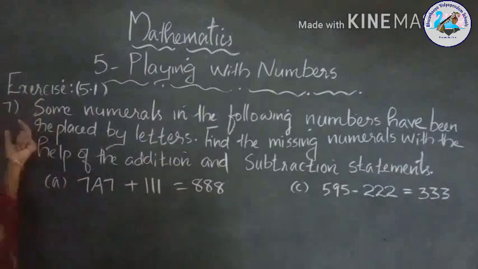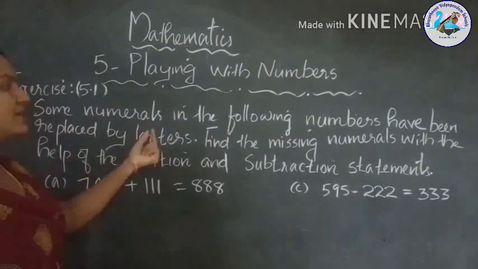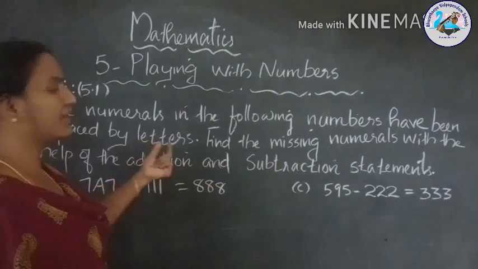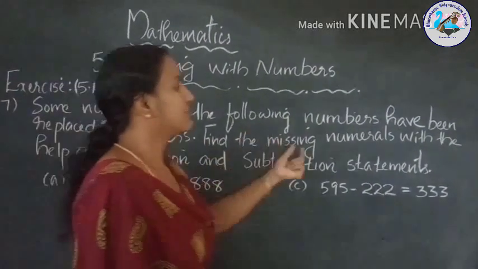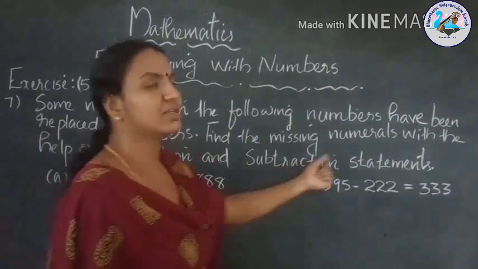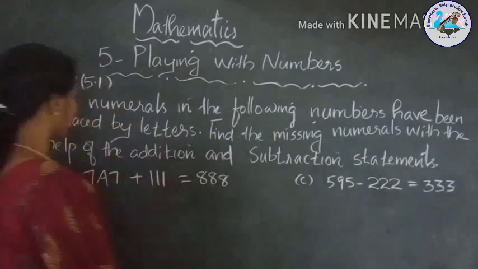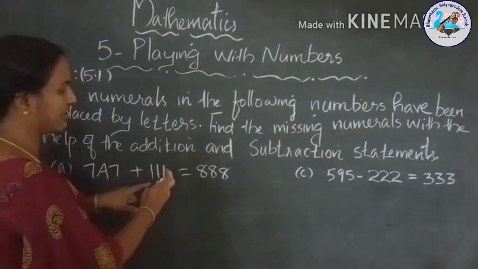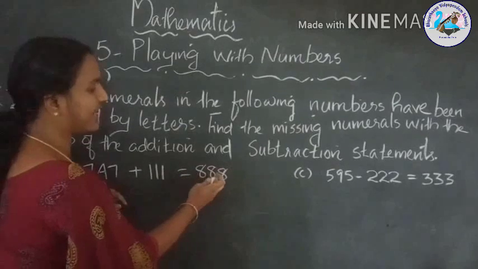Yes, question number 7. Some numerals in the following numbers have been replaced by letters. Find the missing numerals with the help of the addition and subtraction statements. 787 plus 111 is equal to 888.